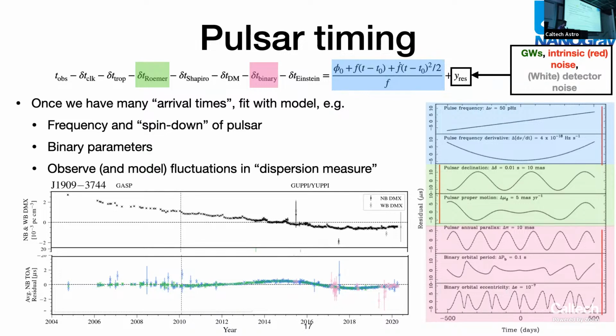This is why we observe many pulsars, because the effect of gravitational waves should be present in all of the pulsars that we're observing, whereas this noise due to the internal physics in that neutron star is going to be intrinsic to that individual neutron star. And then we have white noise due to, say, noise in our detectors.